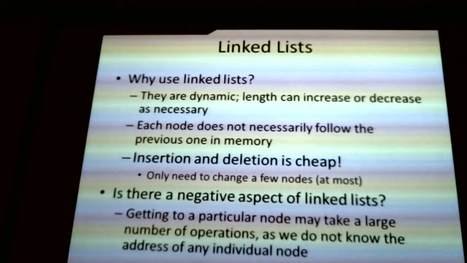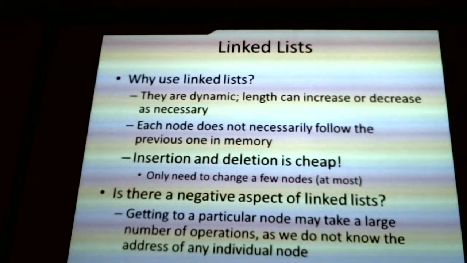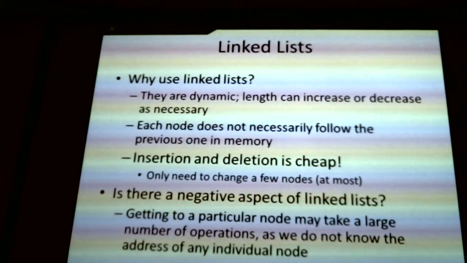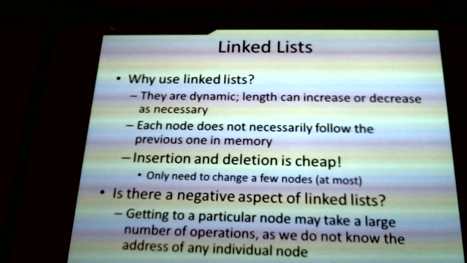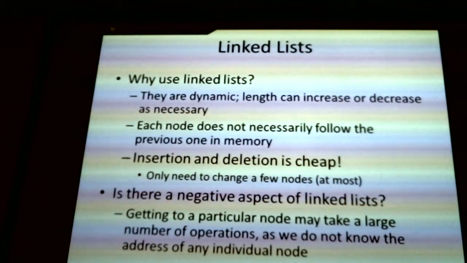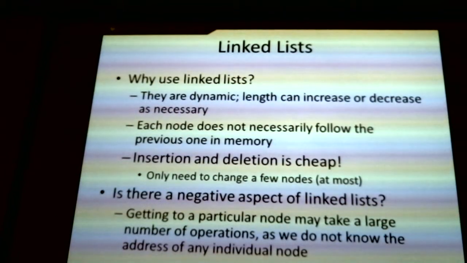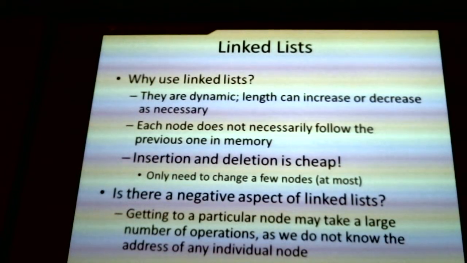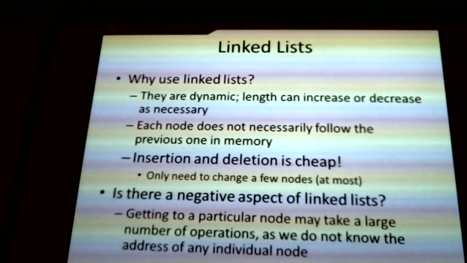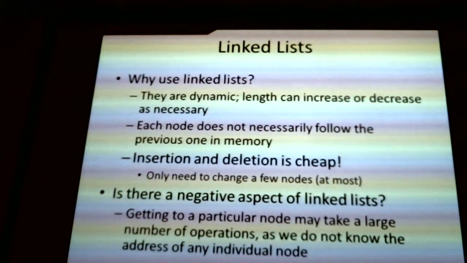They give you that dynamic ability to increase or decrease your data set as needed, so you don't have to know up front how many you have. Here, each node doesn't necessarily even follow the previous one in memory. When you do an array list, it takes a big, huge chunk of memory all at once. So we get an integer array of 100 elements. It's going to do contiguous 100, so it's going to take up like 400 bytes, and it's all in this one little chunk.